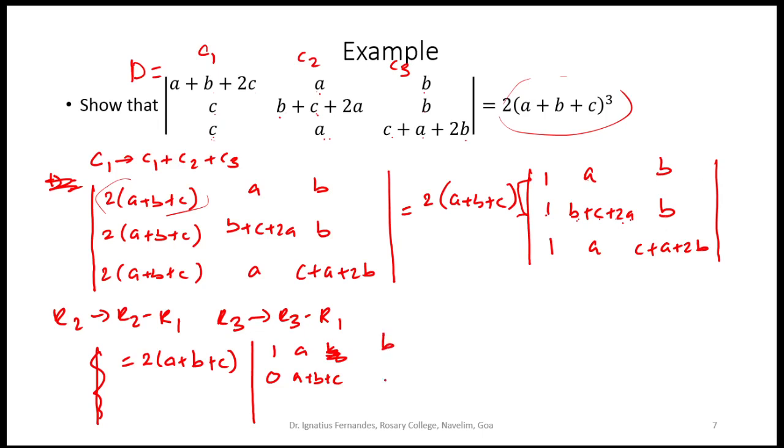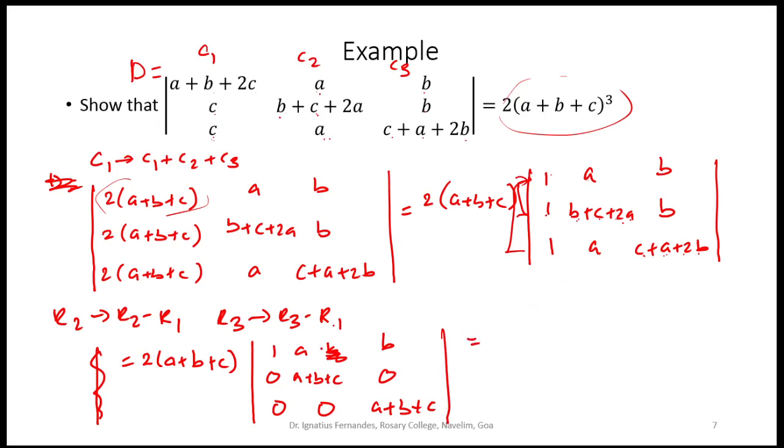Here B minus B will be 0. Then same way I am subtracting R1 from R3. So R3 minus R1. So 1 minus 1 is 0. A minus A is 0. And now C plus A plus 2B minus B. So this 1B will cancel with one of this B here. I'll have A, 1B and 1C. So I'll have A plus B plus C.